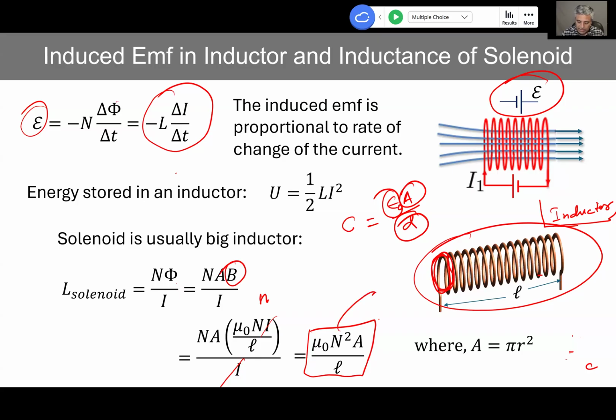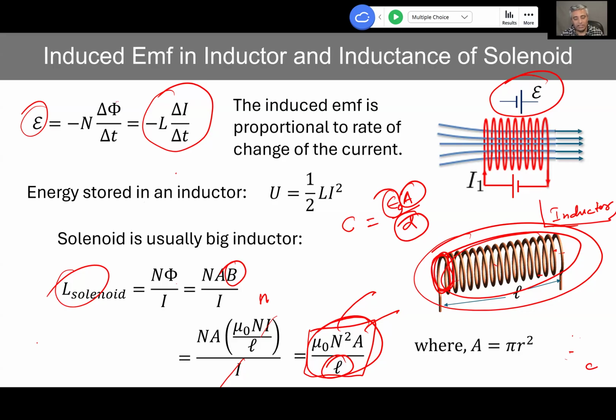the number of turns, area, and the length. So that means just the property of this coil. If we know the coil, we can just do counting and some length measurement and find the L. We don't have to know current, we don't have to pass current or anything like that.